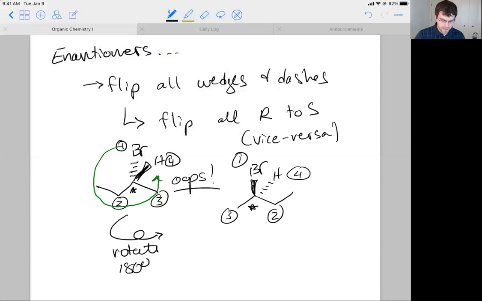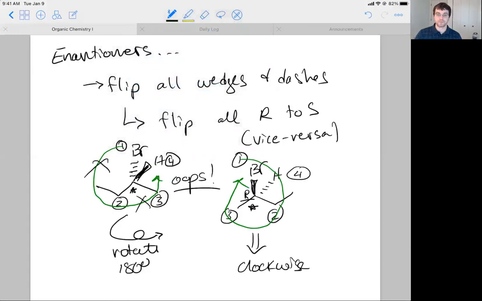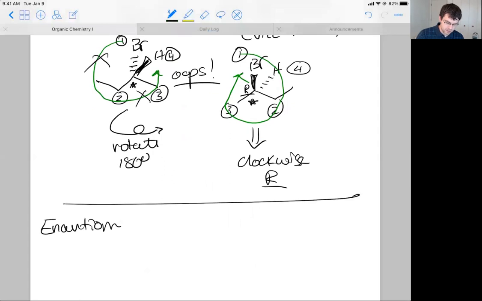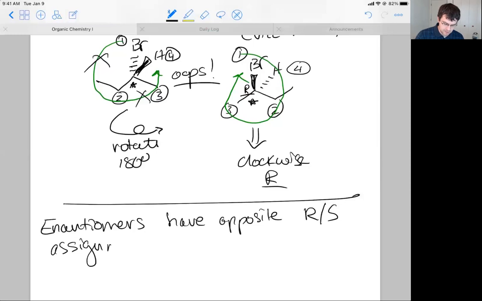Now, when I do that, I can redraw my arrow, and I don't have to put an oops next to it. 1 to 2 to 3. Now we're moving clockwise. So instead of this arrow, now we're moving clockwise, and if it's clockwise, then it's R. Okay, so between enantiomers, we can make the claim that enantiomers have opposite RS assignments.